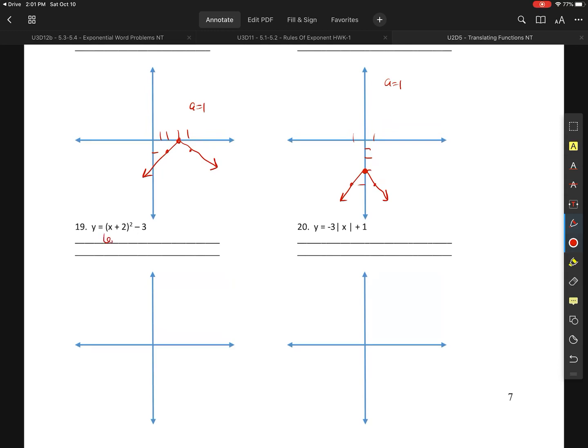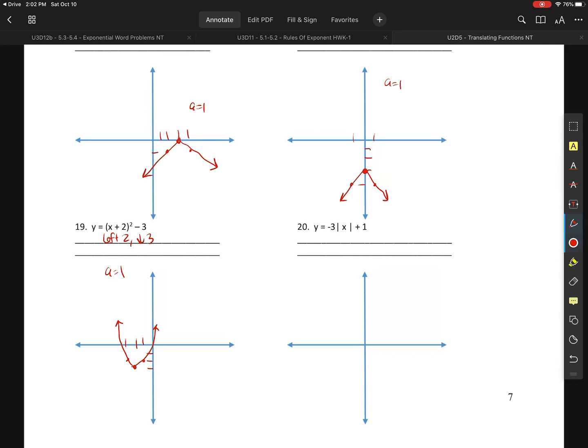So here we're going left 2, down 3. 1, 2, 1, 2, 3. Since A is 1, up 1 over 1, up 1 over 1, and there's my parabola.